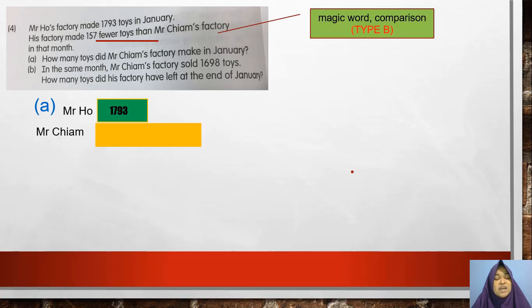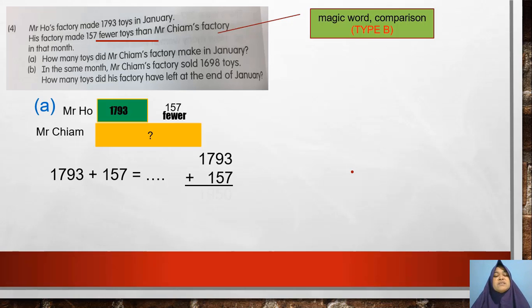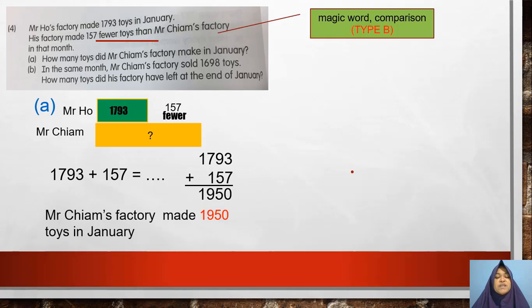So Mr. Chiam will have the longer model. We put the fewer outside the box and then the question mark. So if the question mark is in the longer model, it will be addition. So 1,793 plus 157 is 1,950. So Mr. Chiam's factory made 1,950 toys in January.